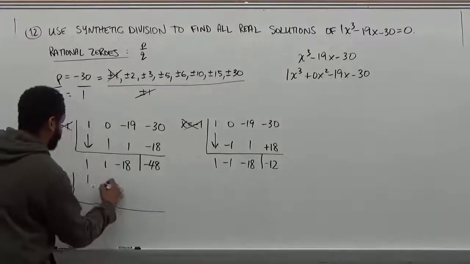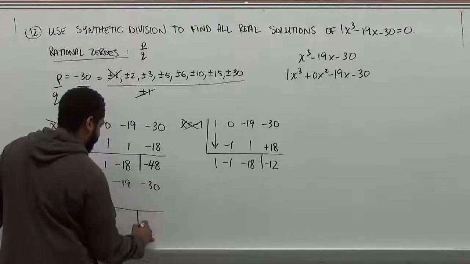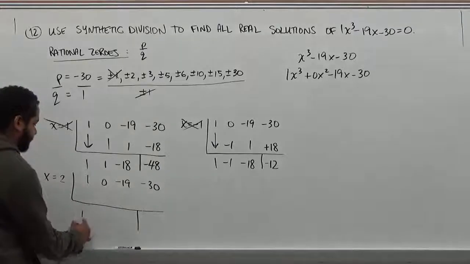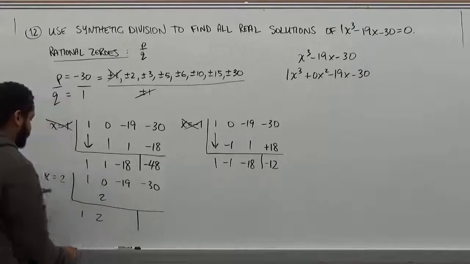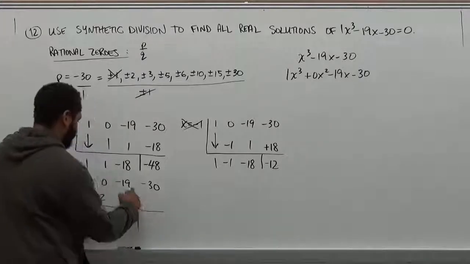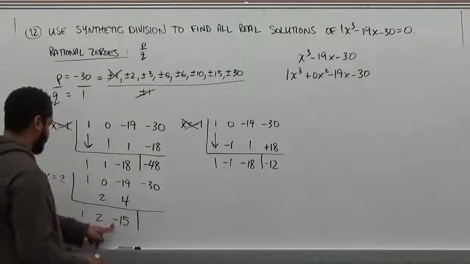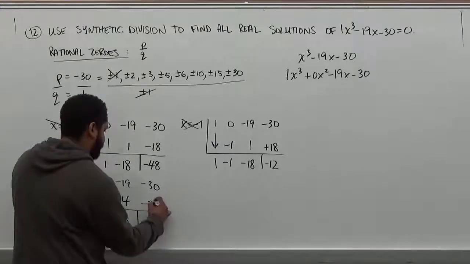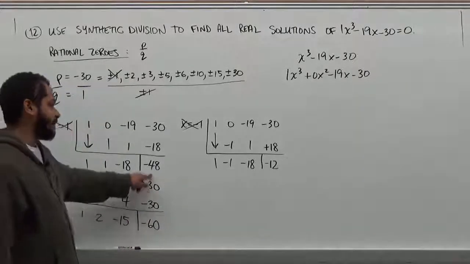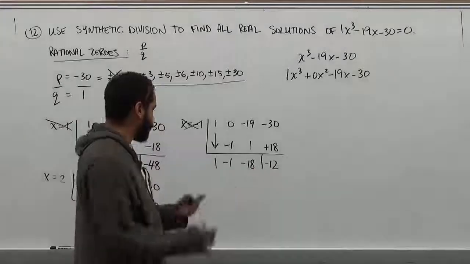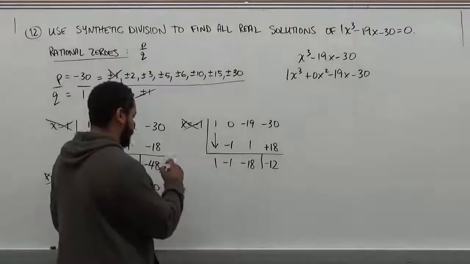So we have 1, 0, negative 19, and negative 30. We have our remainder box. We bring down the first term, and we multiply. That gives us 2. Add them. This gives us 2. Multiply. That gives us 4. Add them. That gives us negative 15. Multiply. That gives us negative 30. Funny enough, we add these and we get negative 60. This took us the wrong direction, and we should have known better because this was way further than this. Let's try the other one and see if it gives us any more closure. This is not the correct solution then. So x is not 2.